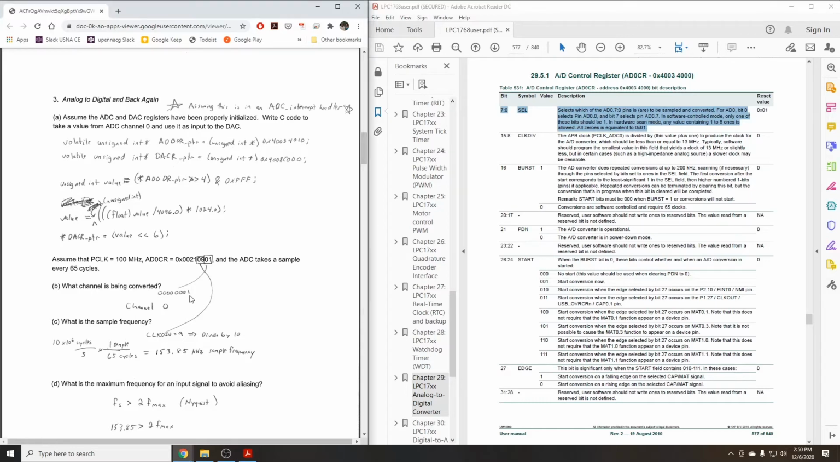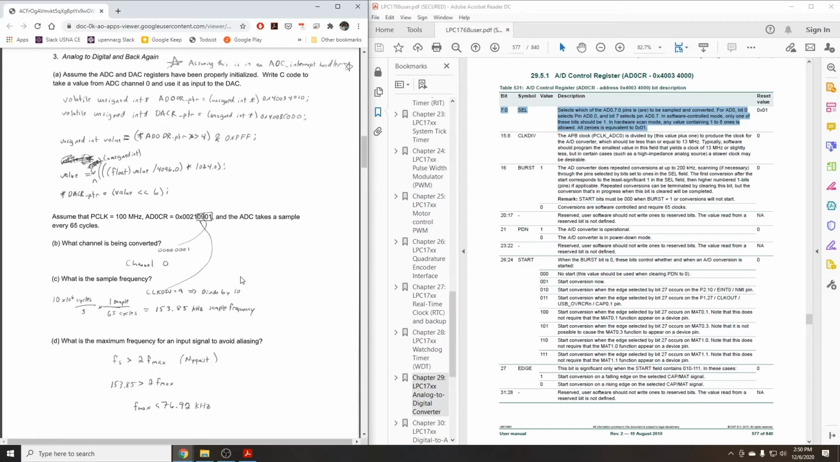So here we're looking at these last 8 bits, which is 2 hex digits, to see which channel is being selected. Since we write that out in binary as 00000001, that's bit 0, 1, 2, 3, 4, 5, 6, 7. So bit 0 is set to 1, which means it's channel 0 being converted. And then what is the sample frequency?